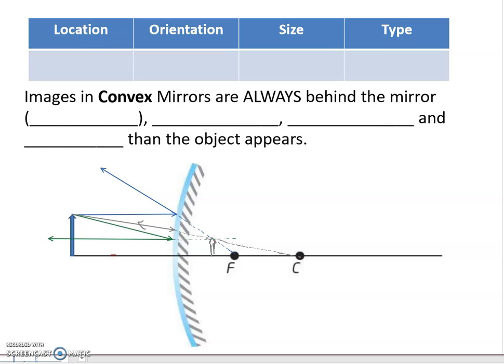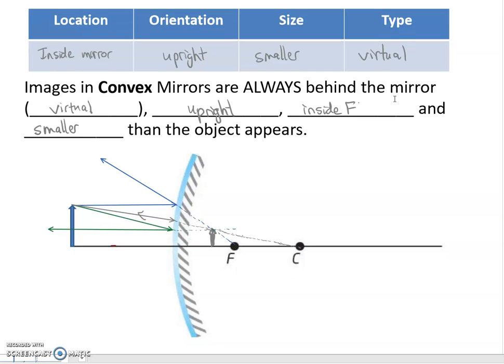Just as we said in the last situation, it's always going to be inside F. It's always going to be upright. It's always going to be smaller. And it's always going to be virtual. Those are the blanks there as well, in a slightly different order. It says images in convex mirrors are always behind the mirror. That means they're virtual. They're always upright. They're always inside the focal point. And they're smaller than the object appears.